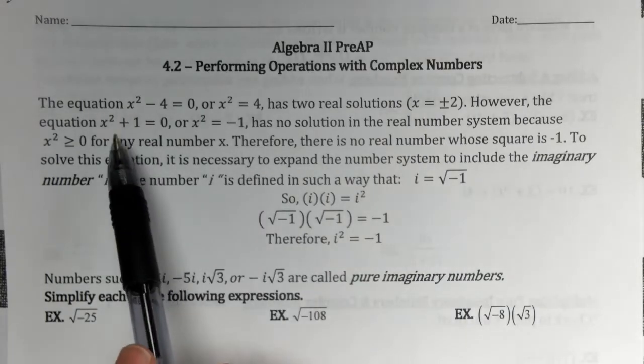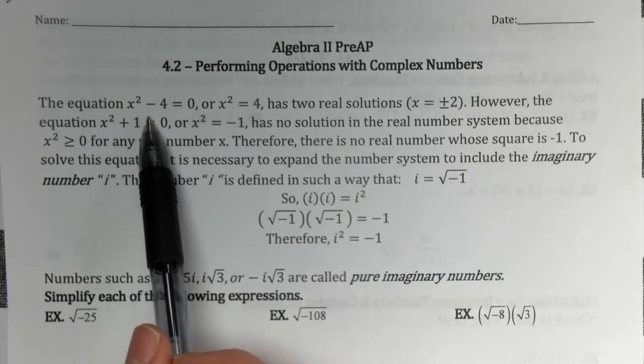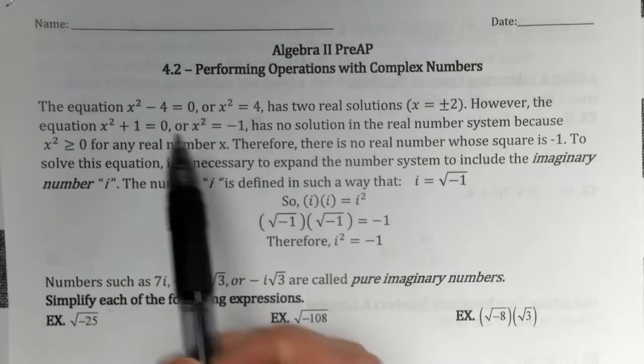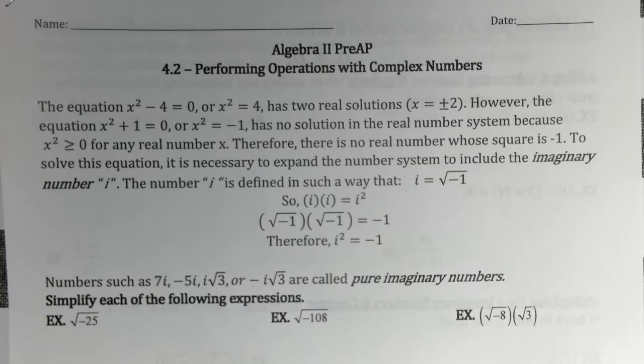But if you had x squared plus 1 equals 0, or even x squared plus 4 equals 0, when you move that constant over, you get x squared equals a negative, okay? So if you were doing it in Algebra 1, we would say there's no real solution, because technically there is not a real solution. It's imaginary, okay?